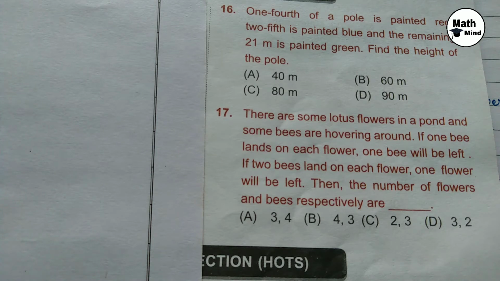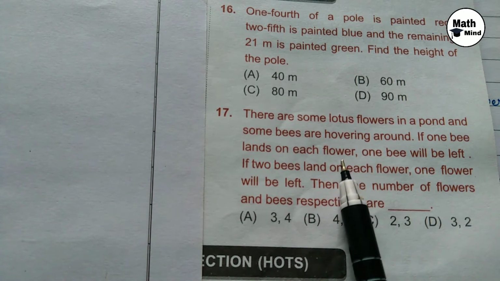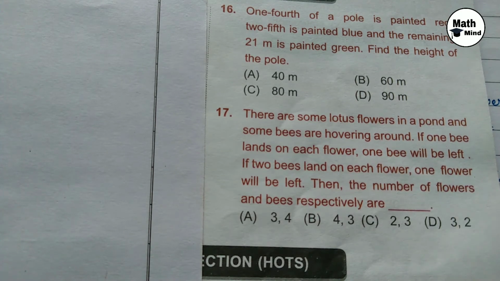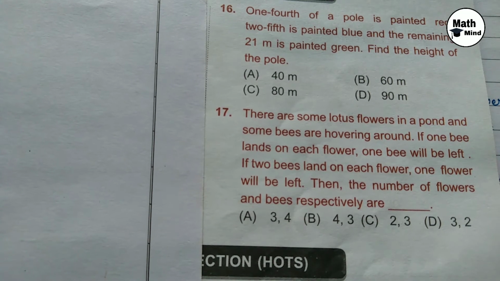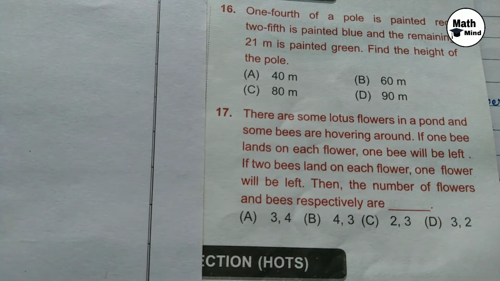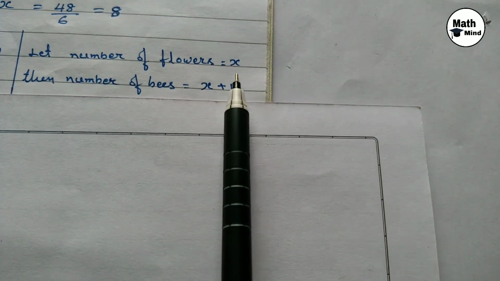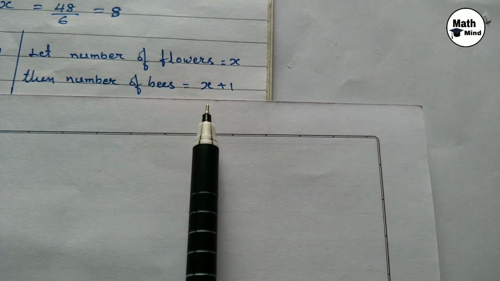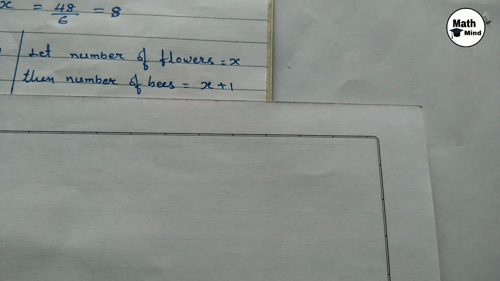Question number 17. There are some lotus flowers in a pond and some bees are hovering around. If one bee lands on each flower, one bee will be left. If two bees land on each flower, one flower will be left. Then the number of flowers and bees respectively are dash. Let the number of flowers be x. Then the number of bees equals x plus 1, because it is given that if one bee lands on each flower, one bee will be left. It means bees are one more than the number of flowers.